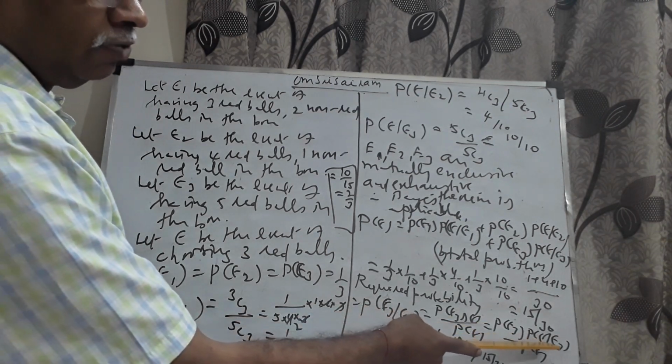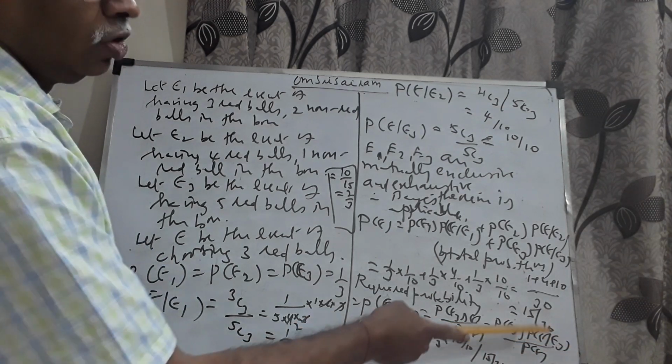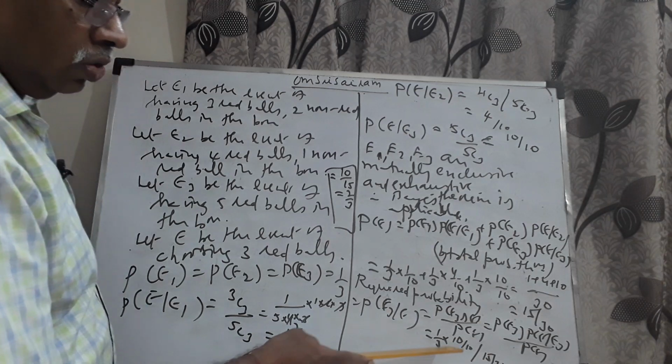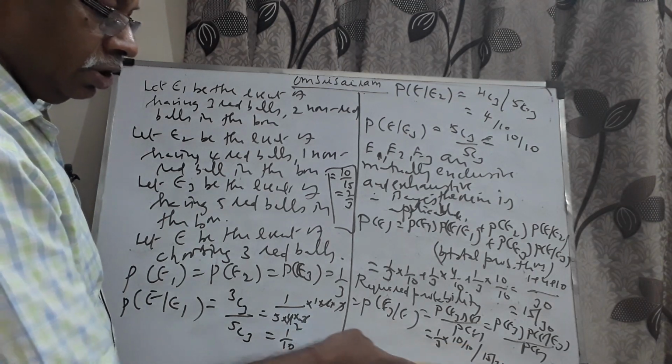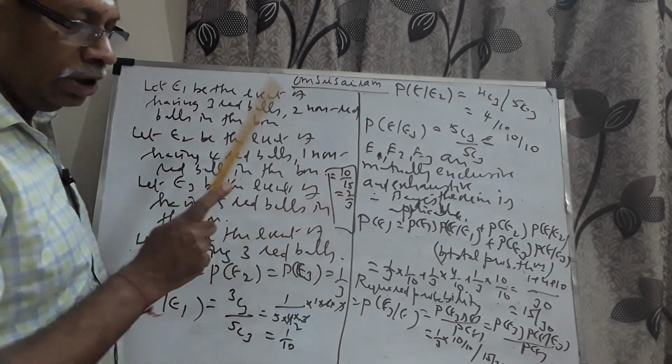Just cross multiply. P of E3 bar E, the condition, is P of E3 intersection E by P of E. Cross multiply, I will get the numerator: 1 by 3 into 10 by 10 into 15 by 30. 30 gets cancelled. I am writing the final answer here: 10 by 15, 2 by 3.